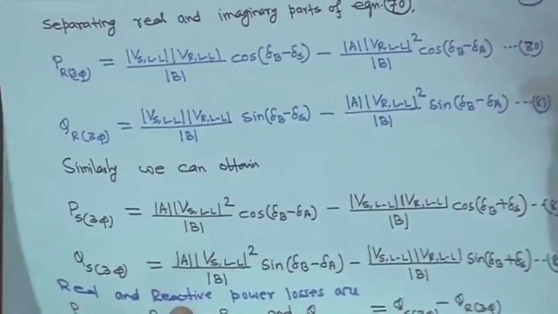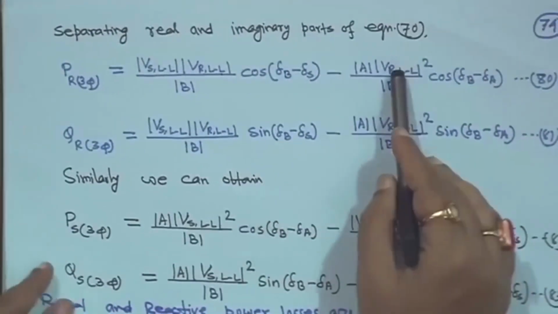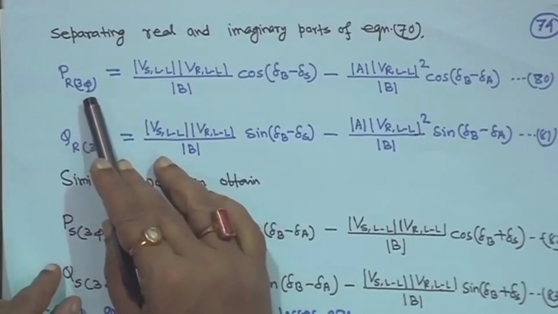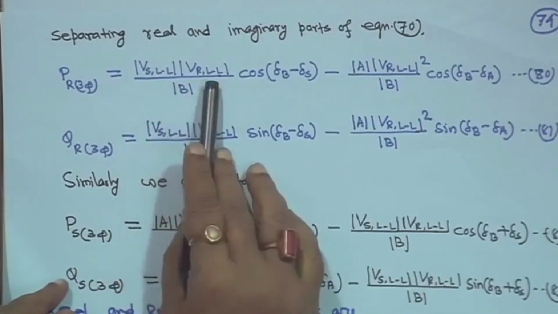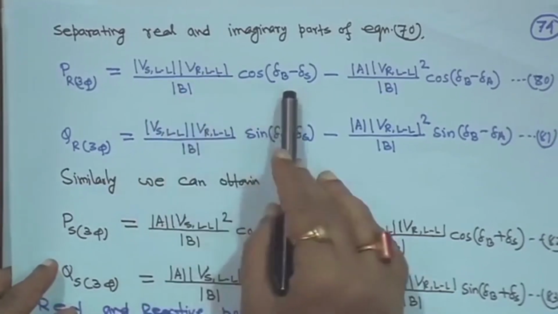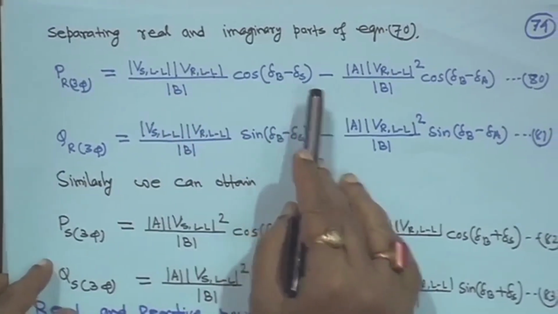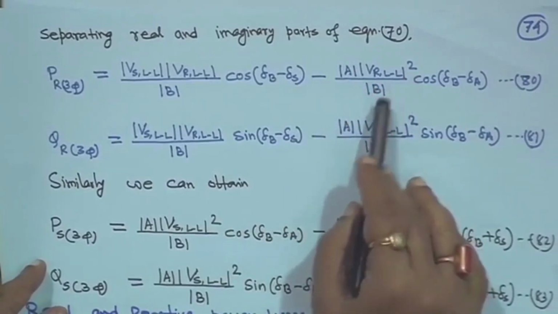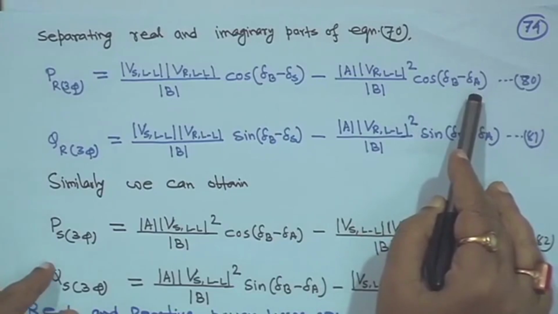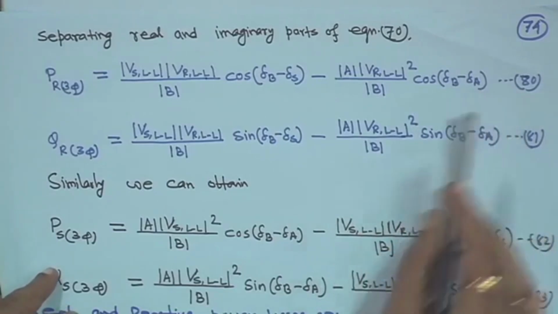So, if you do so, then the receiving end 3 phase power will be mod V s L L into V r L L, that is line to line voltage, by mod B magnitude, cosine(delta b minus delta s), minus mod A V r line to line square by mod B, cos(delta b minus delta a). This is equation 80, right.